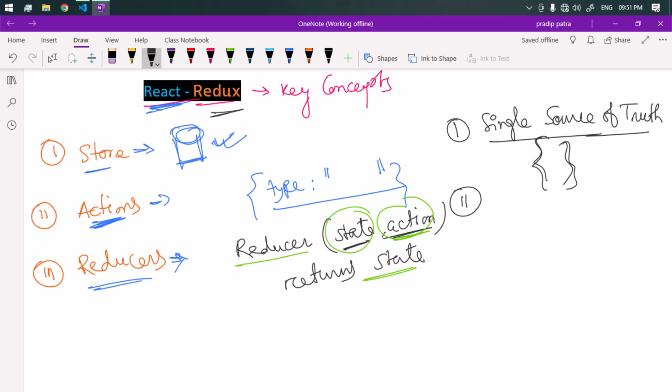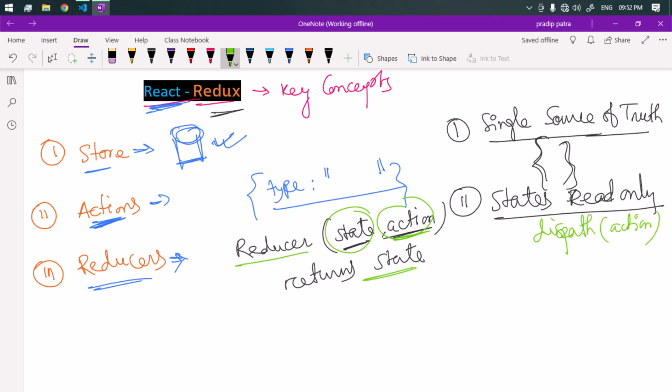And secondly, we cannot just randomly update the state. There is only one way to change the state, and that is by dispatching an action. So the state is basically read only. If we want to update the state, then we have to dispatch an action. Only then can we update the state.